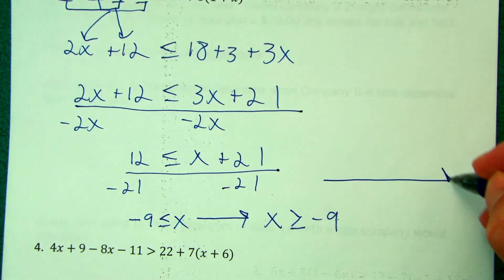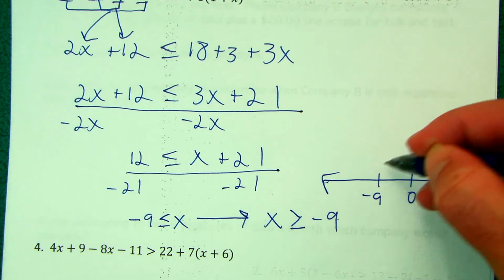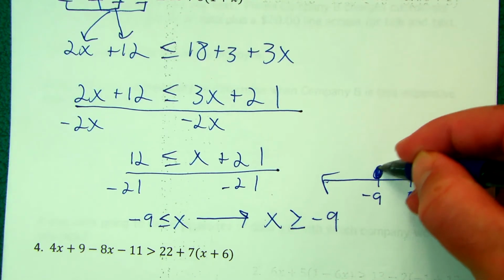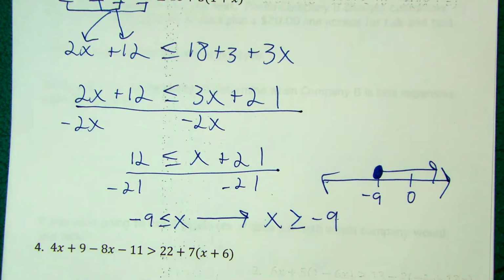And my graph is going to look like this. There's 0, there's negative 9. Solid circle at negative 9, everything to the right of that.